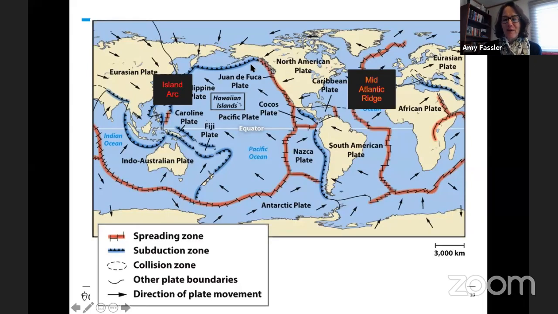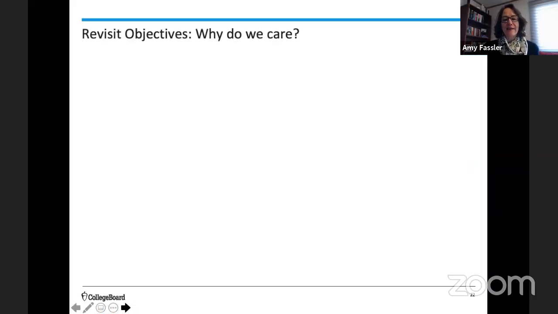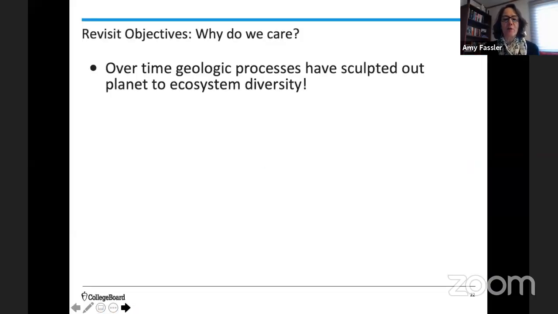You may have talked about the ring of fire, this ring of intense volcanic and earthquake activity along the rim of the Pacific plate, this huge subduction zone, and it kind of dissects the entire planet in two. So let's do a quick check for understanding and see if you can describe and explain, relating this back to the bigger picture.